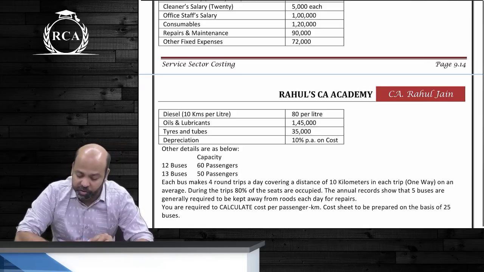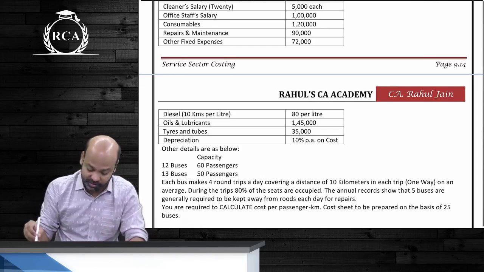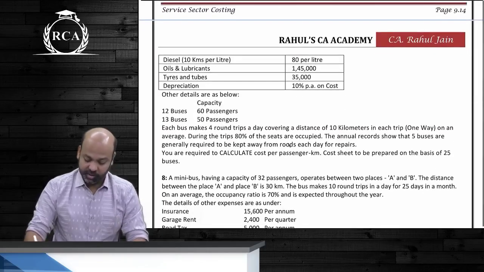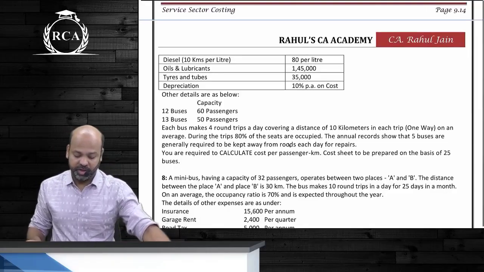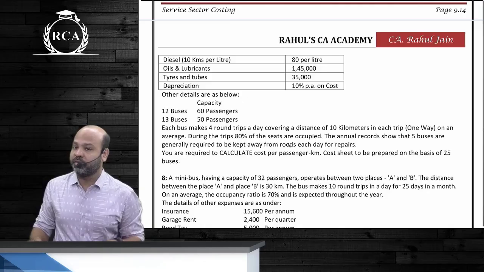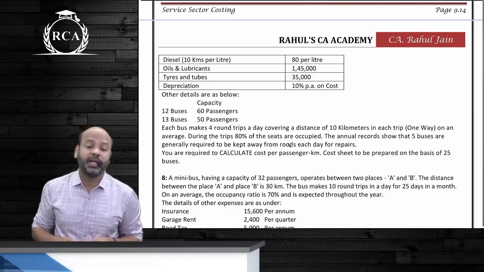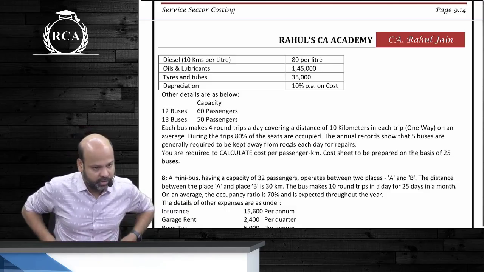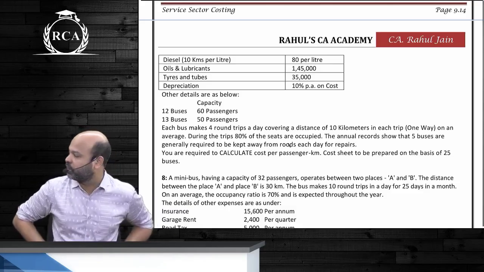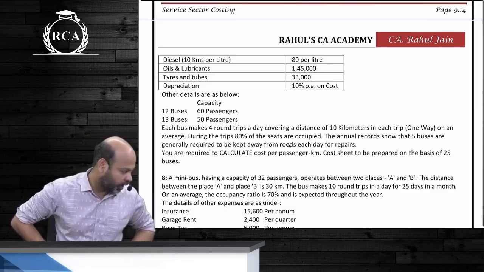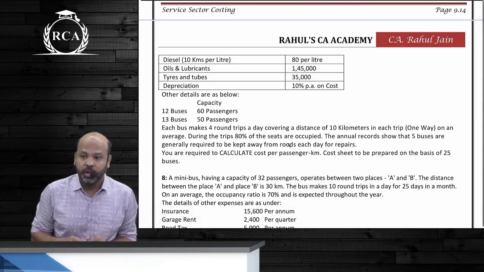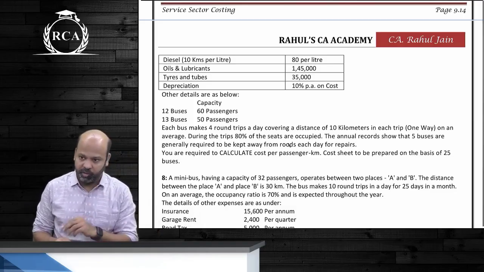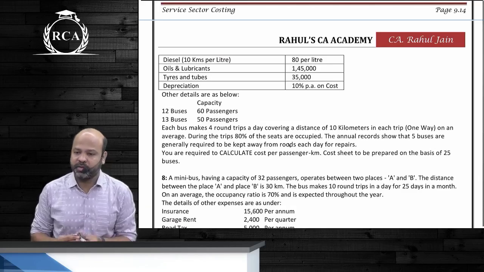The annual record shows that 5 buses are generally required to be kept away from roads each day for repairs. That means, though you have 25 buses, on an average only 20 buses will be in operation daily. And we know that the occupancy ratio is 80%. You are required to calculate the cost per passenger kilometer. Cost sheet is to be prepared on the basis of 25 buses. You will not present cost in respect of one bus. You will have to present cost for all the 25 buses.